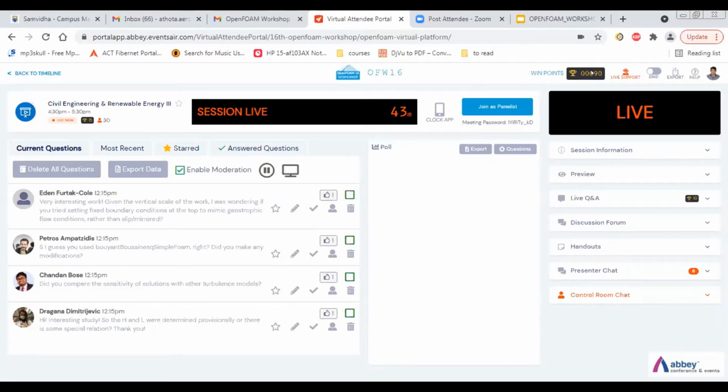We looked at the length scales and velocity scales, and with that we checked whether it has satisfied them or not.